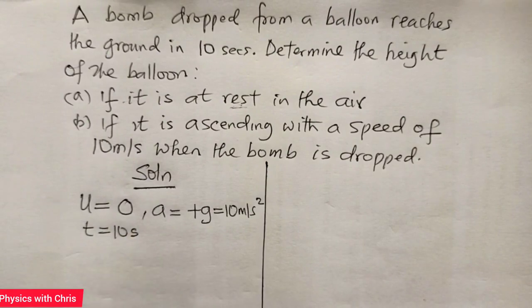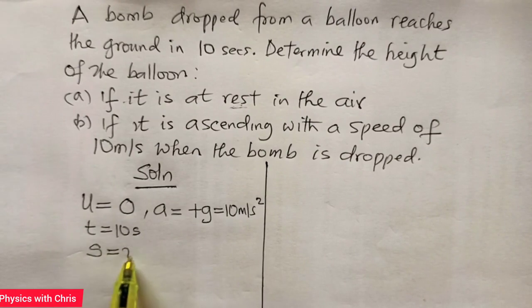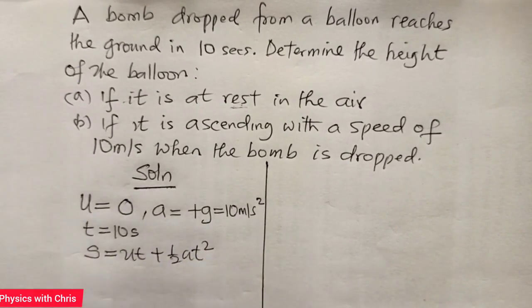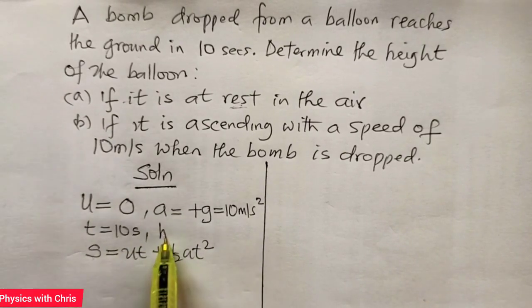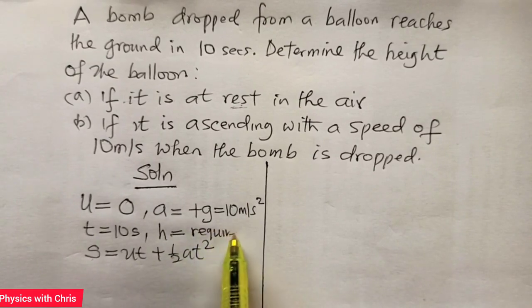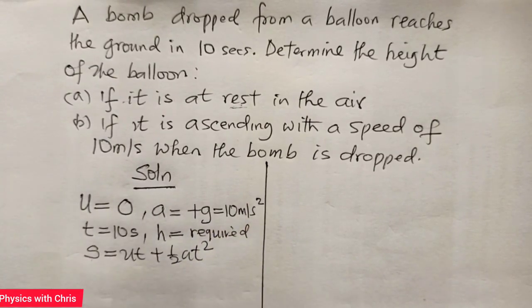So from the second equation of motion, S equals ut plus half at squared, we're going to apply that and take S as the height of the balloon. That is the unknown or the required parameter. This is required: the height of the balloon above the ground.